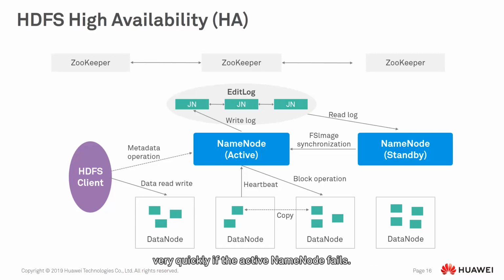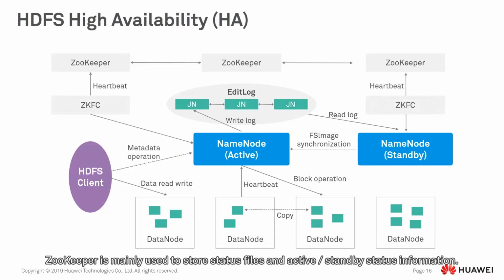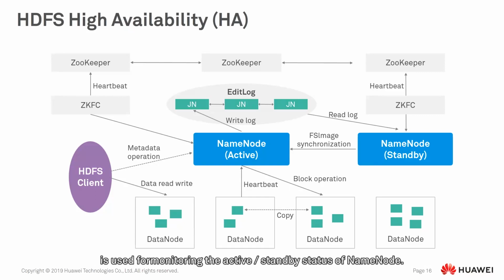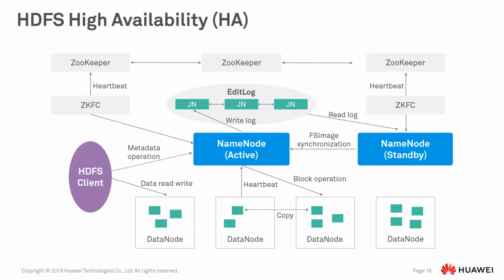so that the standby name node can take over the job very quickly if the active name node fails. In this case, the whole file system will not be affected. Zookeeper is mainly used to store status files and active or standby status information. ZKFC, which is Zookeeper Failover Controller, is used for monitoring the active or standby status of NameNode.